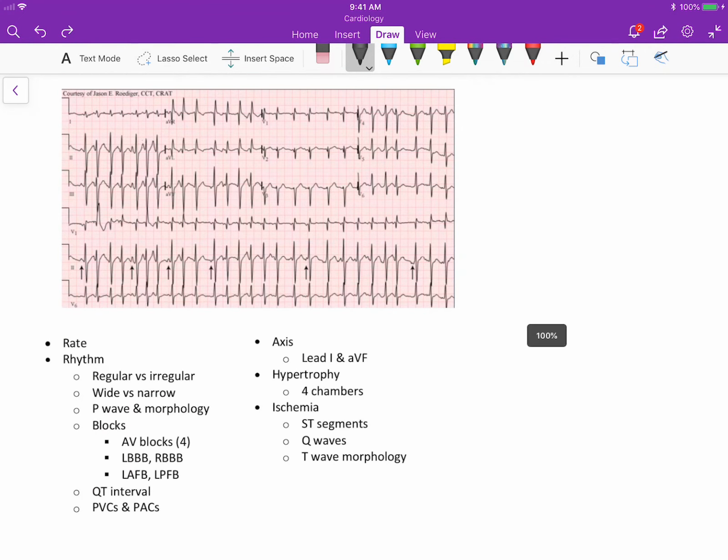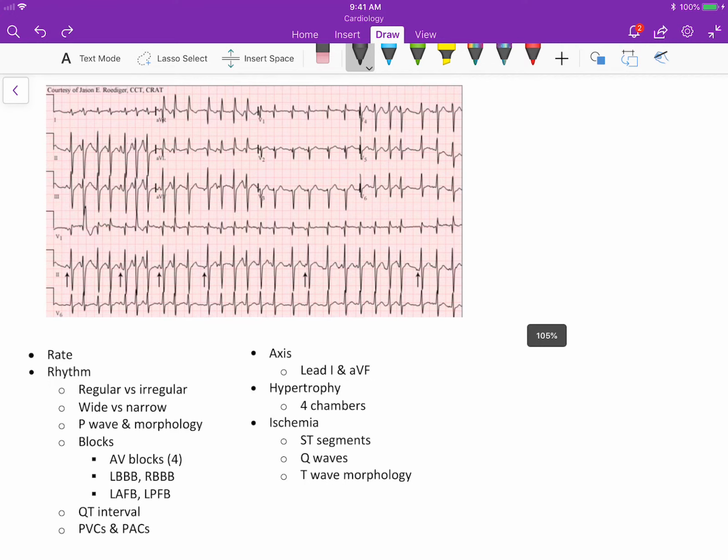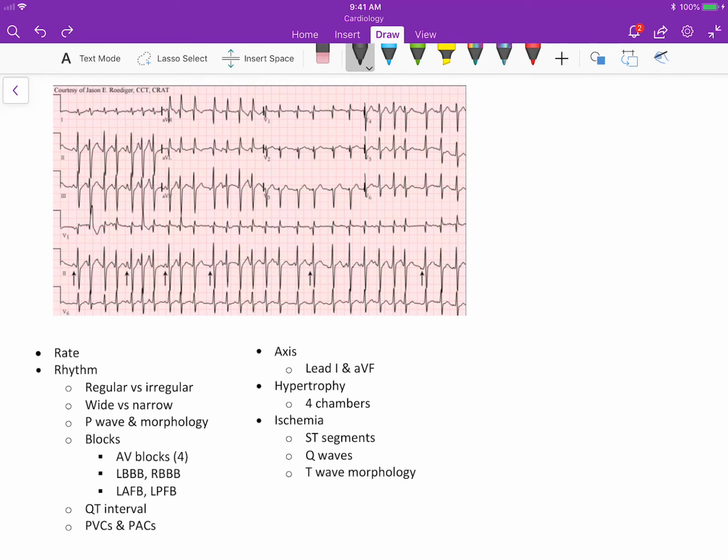Moving on to our second example here, following our same systematic approach. Number one, let's look at the rate. We'll use the QRS method, obviously, and not the box method, because there's an irregular strip. So there are 23 complexes. It's 23 times 6. I think the rate is about 160 beats per minute.